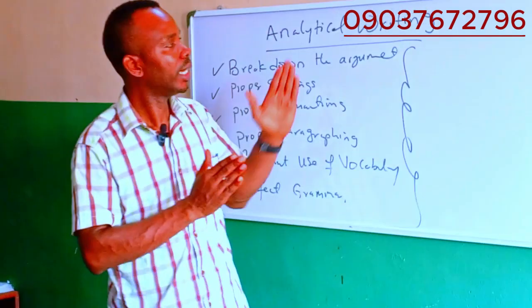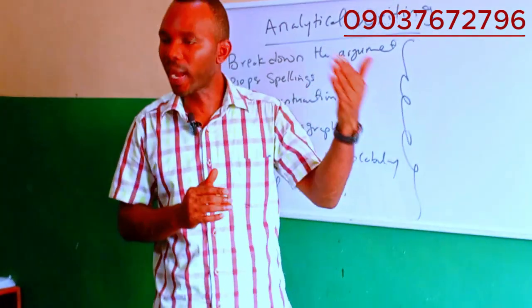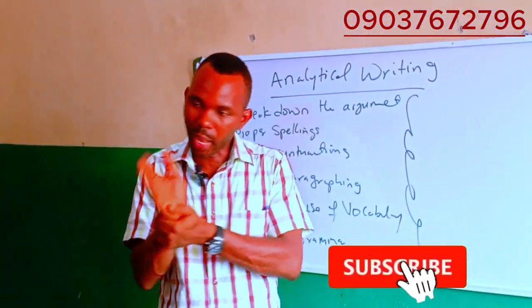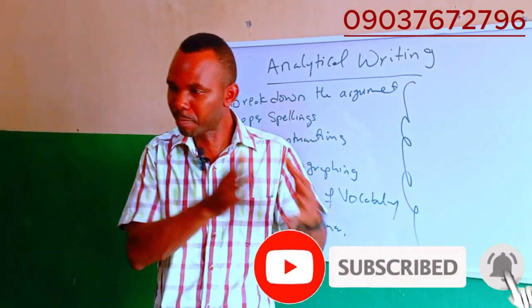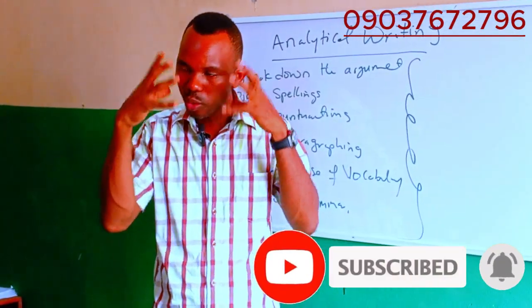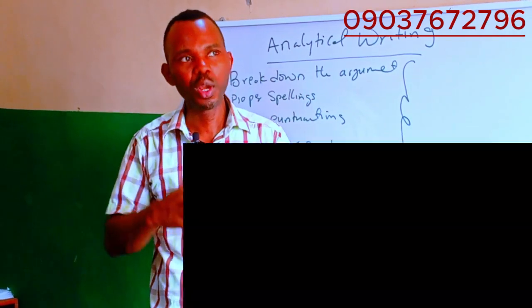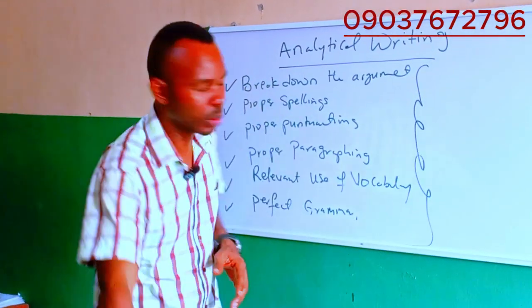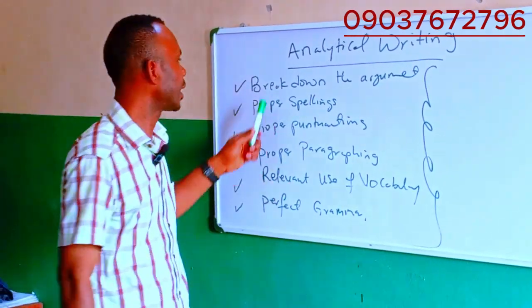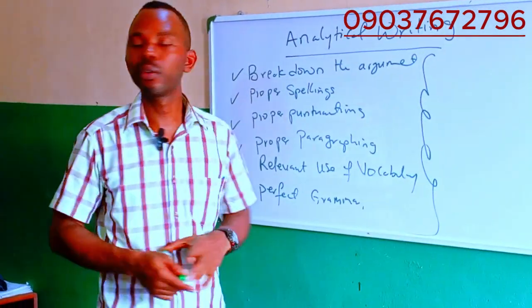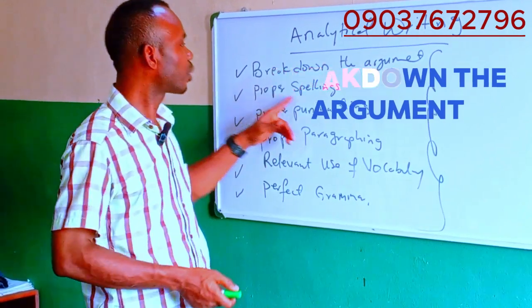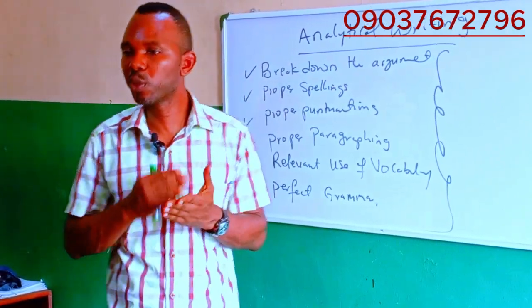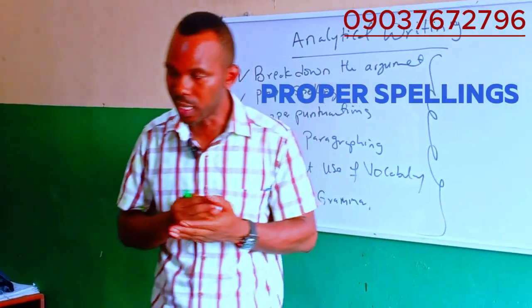But the point is that it is an analytical writing. It means that you need to look at the issue from different perspectives. Don't just limit it to yourself. Look at it from a world view, from different directions. Then you write. Now, there are a few points you need to take note of as you write. I've already mentioned that. Number 1, you are going to break down the argument. Number 2, as you write your essay, you must pay attention to proper spellings.